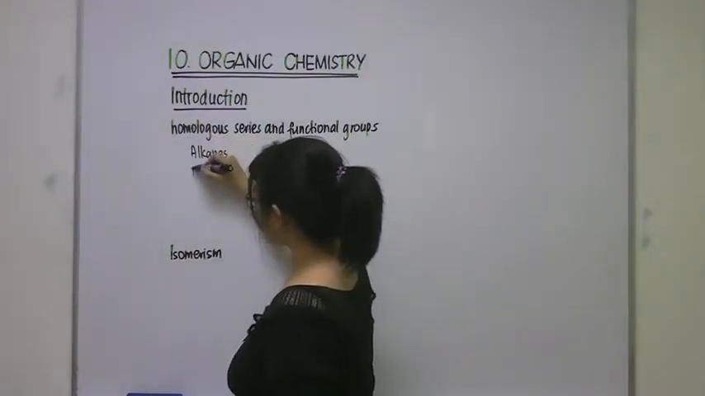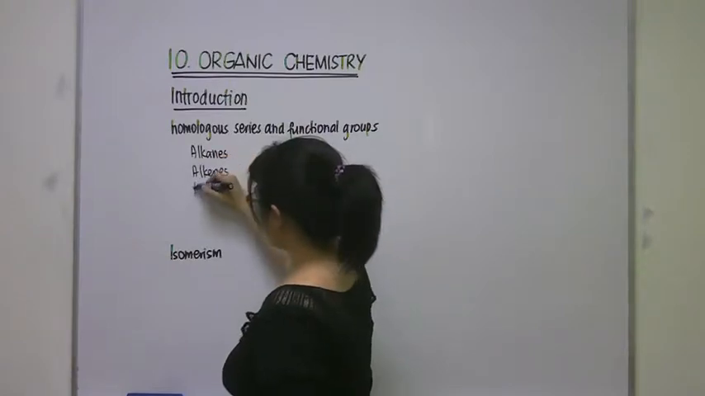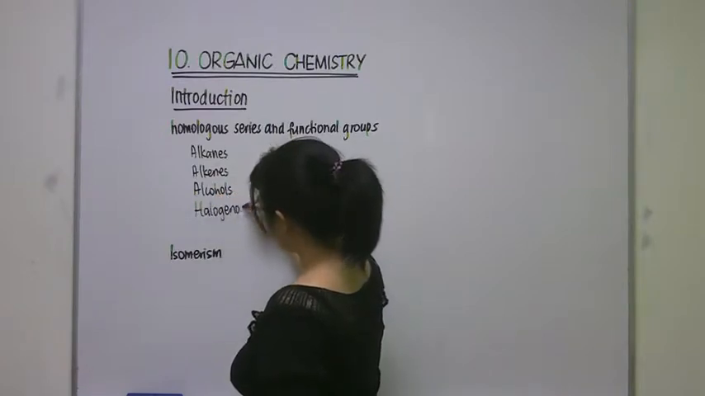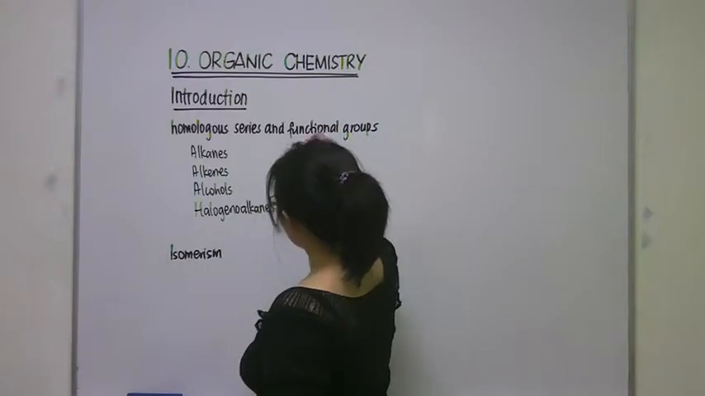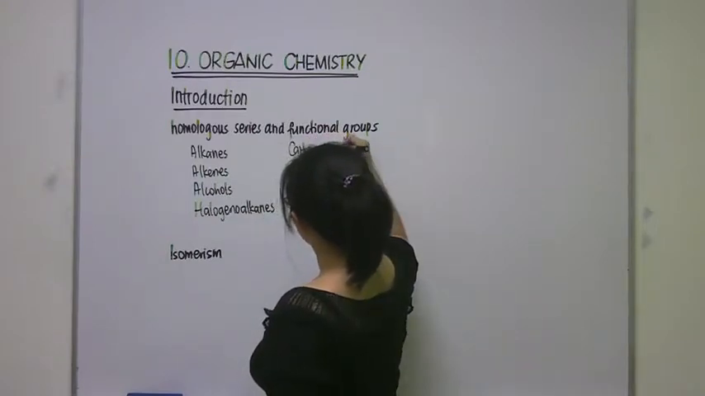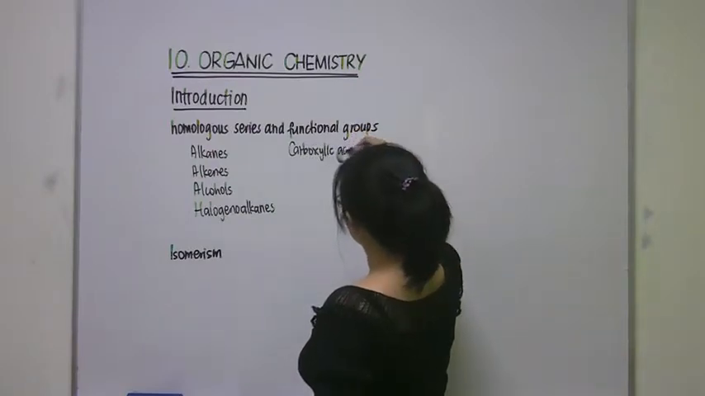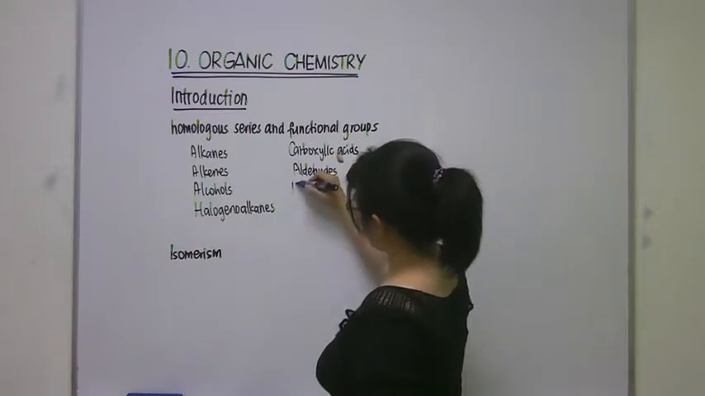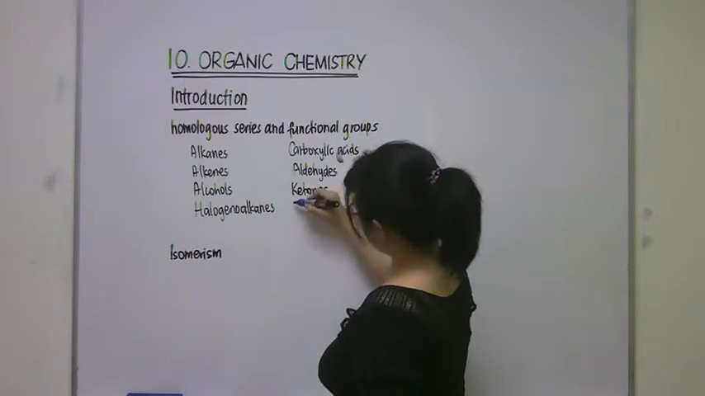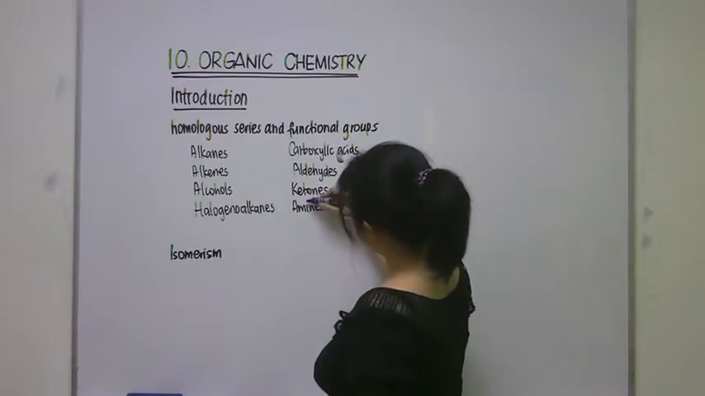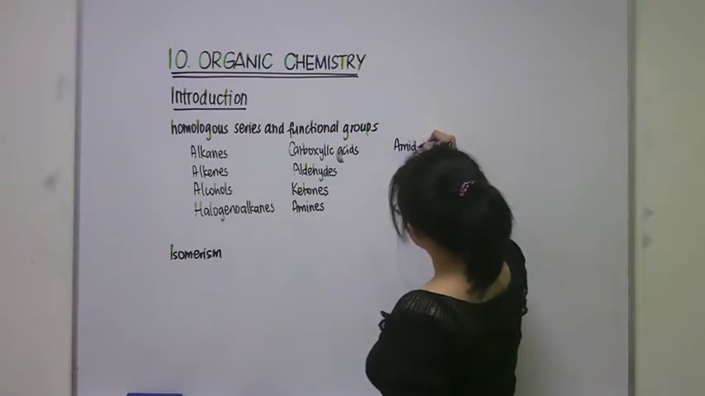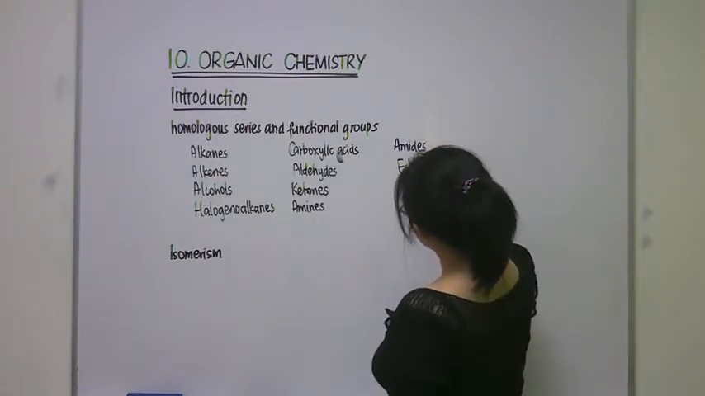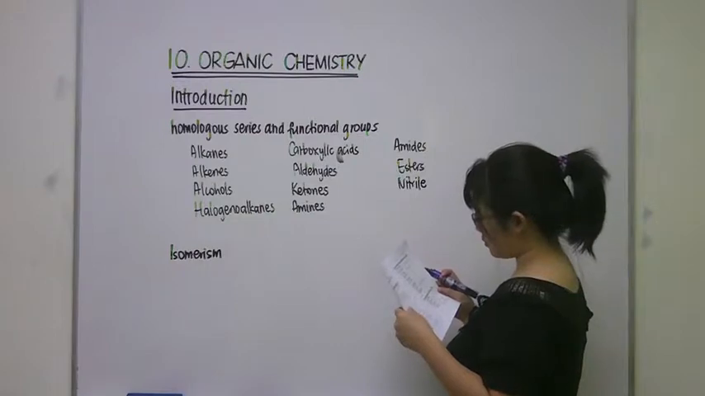alkanes, alkenes, alcohols, halogenoalkanes, carboxylic acids, aldehydes, ketones, amines, amides, esters, nitriles. Okay.